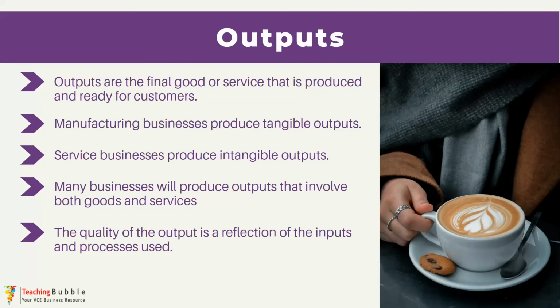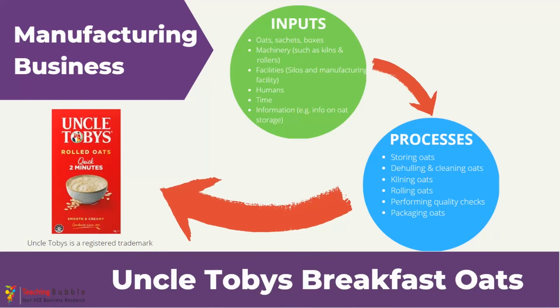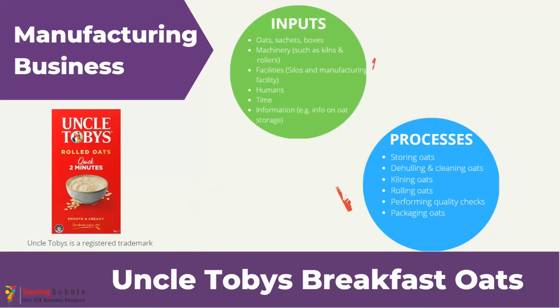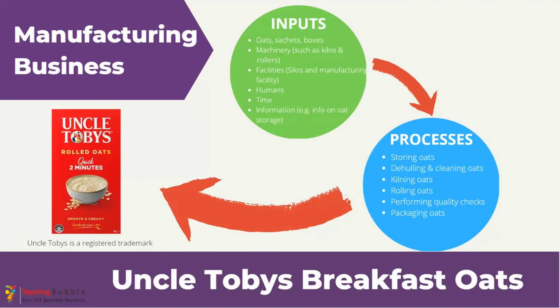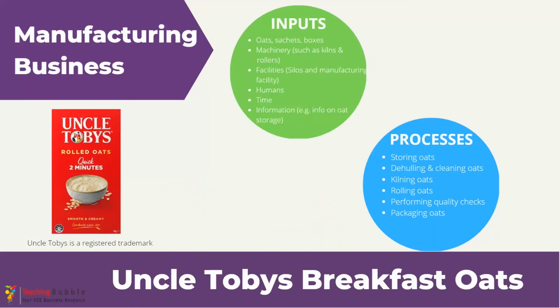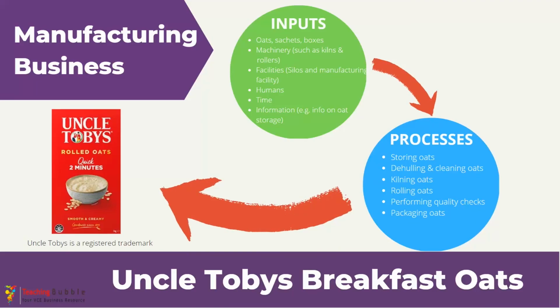Now, to demonstrate the operation system in action, let's take a look at a couple of examples. First, we've got a manufacturing business. We've got Uncle Toby's and their breakfast oats. Now, the inputs would include things like the actual oats, sachets, boxes, machinery that they use, could be the facilities in which they're rolled and put into the boxes, employees that are conducting the work, time, and any information. Whereas the processes would involve storing of the oats, dehulling and cleaning of the oats, so cooking them through the kilns, rolling them so that they're rolled oats, and then doing quality checks and finally packaging them. And then the final output is the boxed breakfast oats, which you see in the supermarkets.